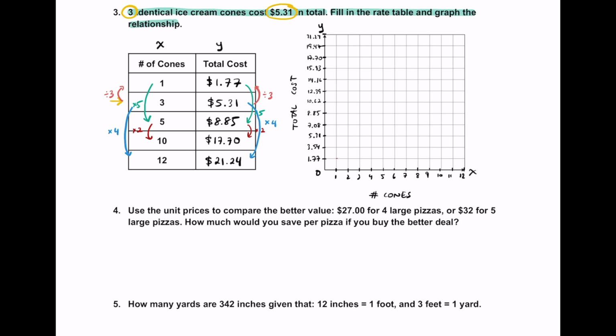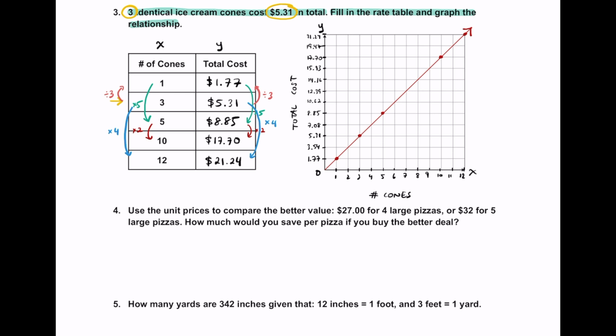So 1 ice cream cone we know is going to cost $1.77. That's on the table. 3 ice cream cones is going to be $5.31. So go to 3 cones on the x-axis up to $5.31 on the y-axis. 5 cones along the x-axis, we got to go up to $8.85 along the y. Then we got to skip all the way over to 10 ice cream cones. That's going to be $17.70, which is right up here. And finally, if you go to 12 ice cream cones, that should cost $21.24. So if we go ahead and draw a line here, this should work out nicely. And that would be our graph for our linear relationship over here.